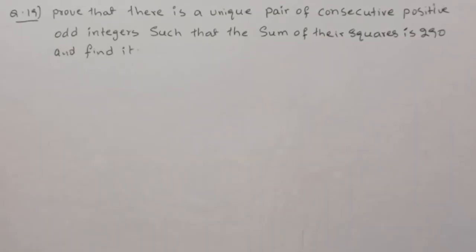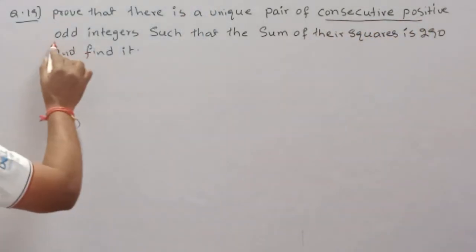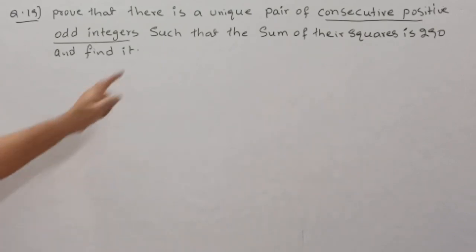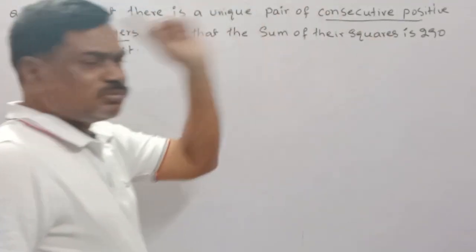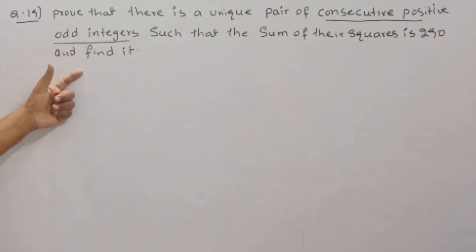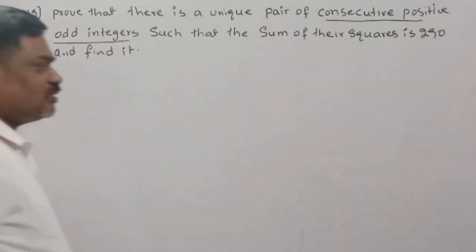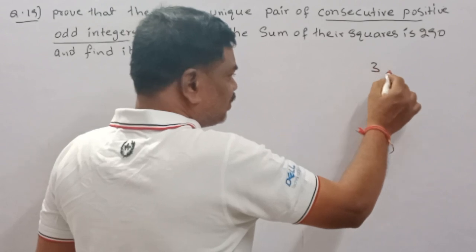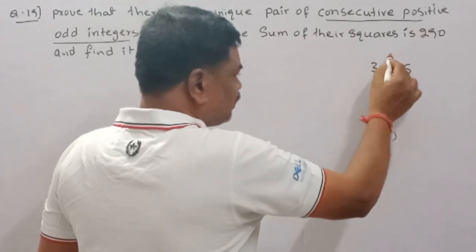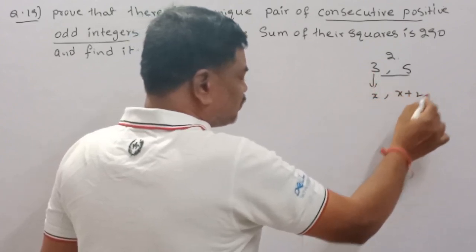We have one more problem from quadratic equations. Prove that there is a unique pair of consecutive positive odd integers such that the sum of their squares is 290, and find it. Okay, all of you? Here we have to find the roots of this one. Consecutive positive odd integers: let us take odd integer 3, next integer 5. The difference is 2. That is, if one is x, the other is x plus 2.